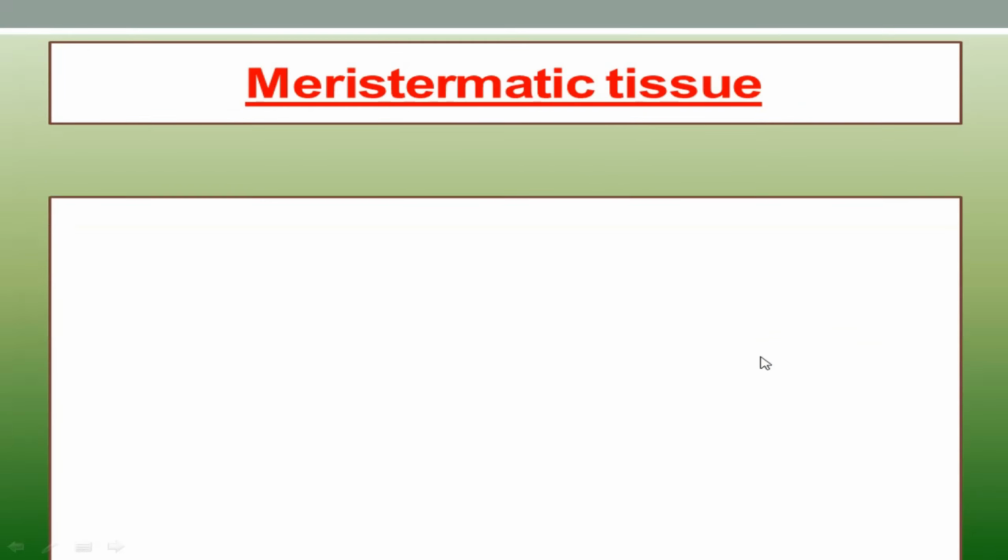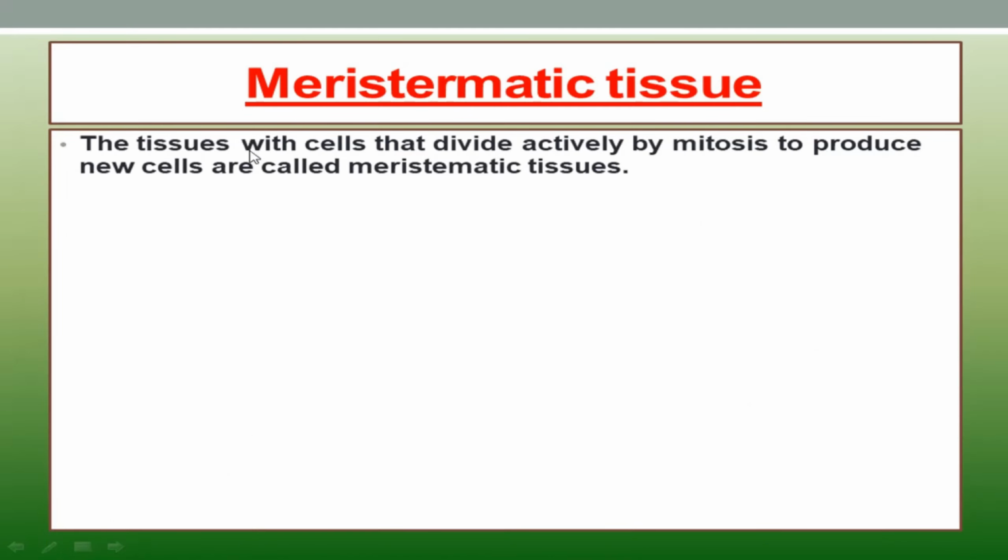Meristematic tissues mean the tissues with cells that divide actively by mitosis. In grade 10 you learned about the two types of cell division: one is meiosis, the other is mitosis. Mitosis mainly occurs during the growth of the plant and animal body. Tissues with cells that divide actively by mitosis to produce new cells are called meristematic tissues.